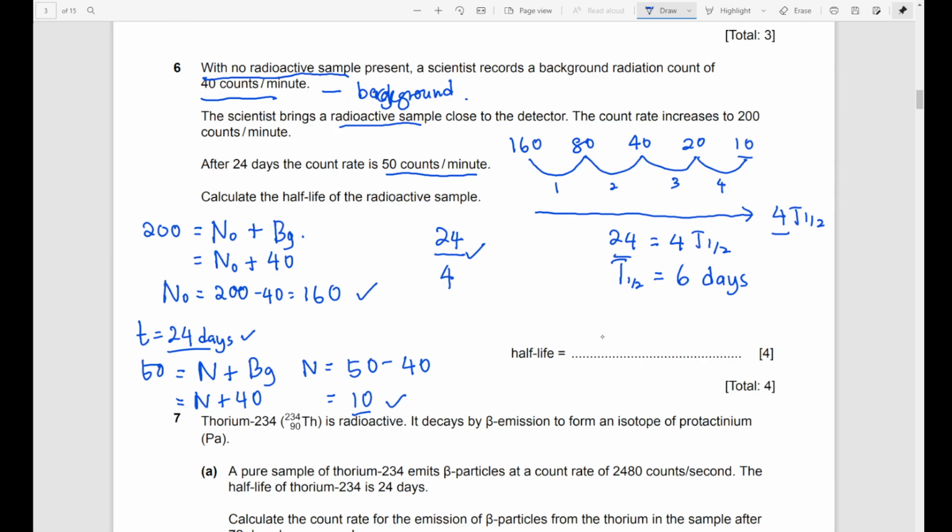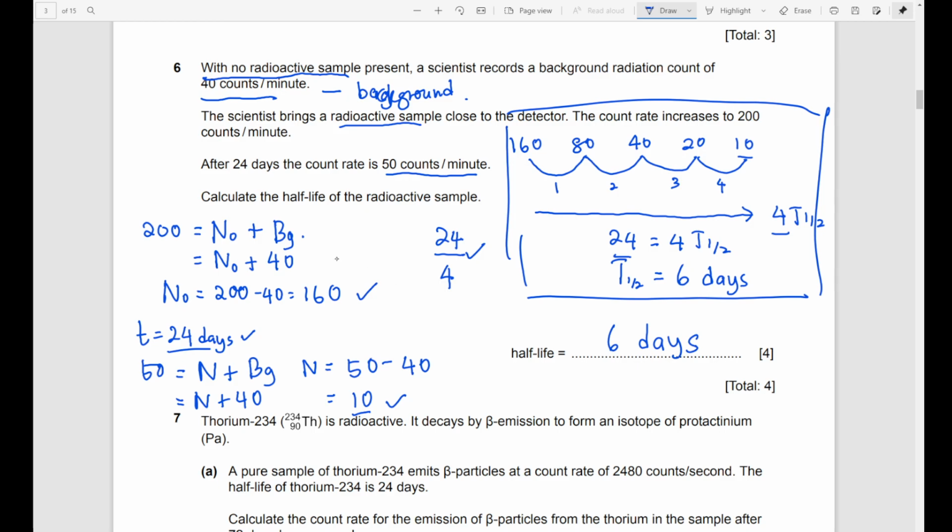So here you can write it. The half-life of the substance is equal to 6 days. So that is how you can solve any half-life problems that involve background radiation. You just need to be careful. You need to subtract the value of the background radiation first, and then you can do the half-life calculation. That's all for this video, and thank you.